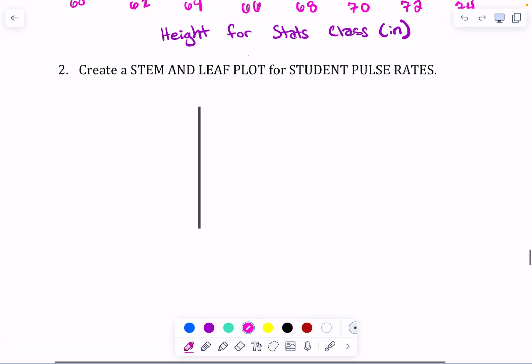Stem and leaf plot. I hate that. Make sure that you're doing what I tell you to. You're not dealing with heights anymore. You're doing student pulse rates. What's the lowest student pulse rate?